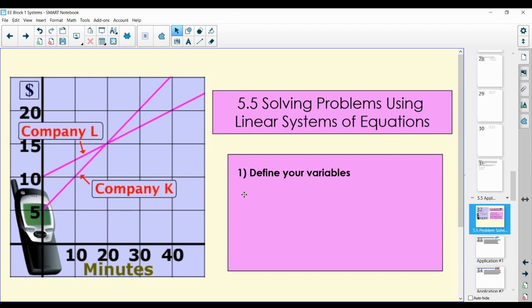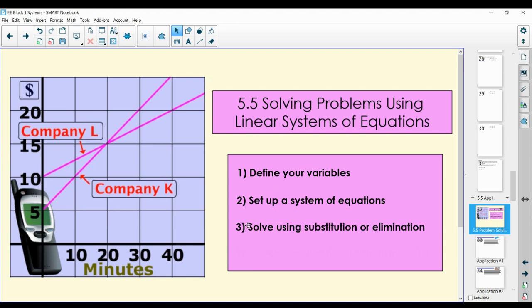Once you have your variables defined, then you need to set up a system of equations. For every unknown, you need one equation. So if you have two unknowns, you need two equations. If you have three unknowns, you have three equations. In this unit, we're primarily focusing on just two equations. Once you have your system of equations, then we just go with everything that we've done throughout this unit.